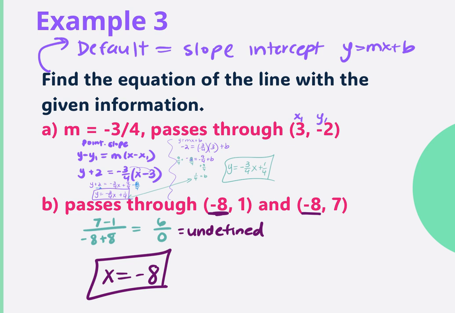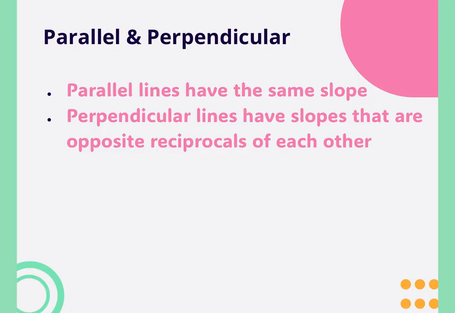Still with me? Good? All right, then we've got parallel and perpendicular. Parallel lines have the same slope. Perpendicular lines have slopes that are the opposite reciprocals of each other. So if I told you the slope of a line was 2/3, the slope of a line that is parallel to it is also 2/3. And the slope of a line that's perpendicular, we would change the sign so it would become negative, and we would flip the fraction so it would become 3/2.